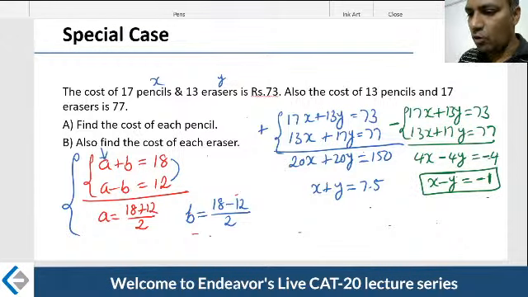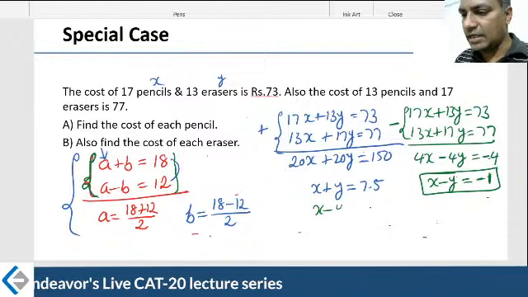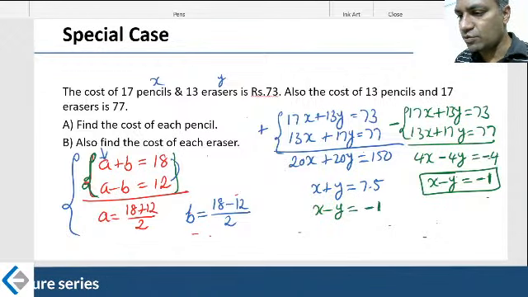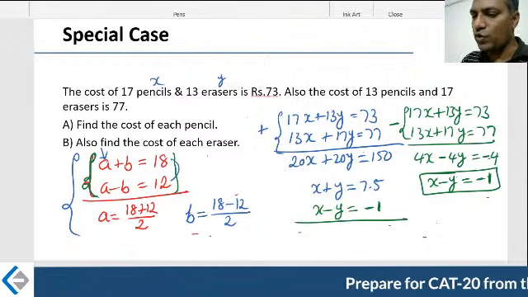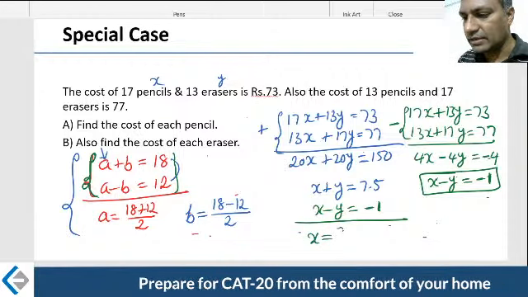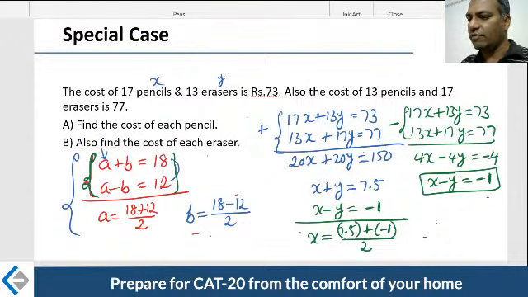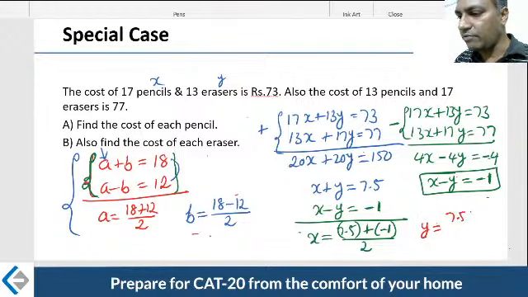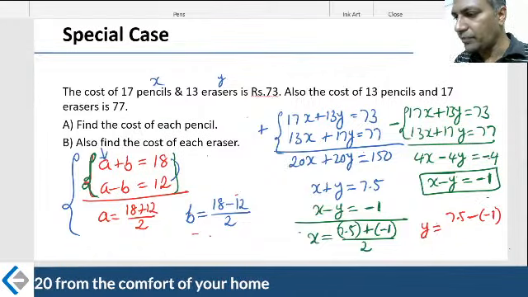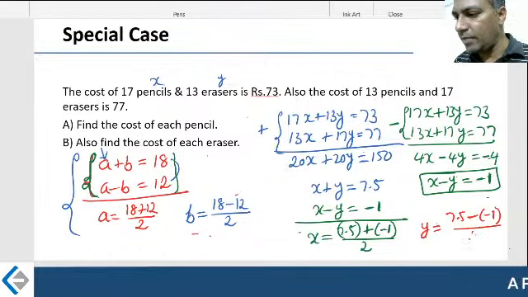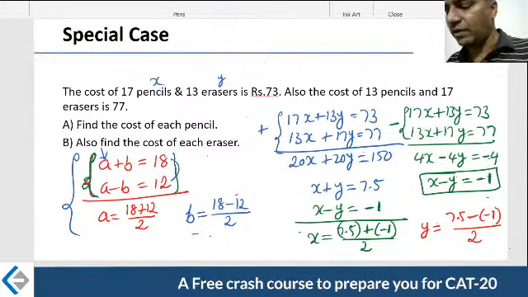So coming back to this, copy it down here. You are getting into this particular shape, what we discussed earlier. Therefore, you are saying that x minus y is equal to minus 1. How do I get the value of x from here? The value of x is 7.5 plus minus 1, divided by 2. That is the value of x. The value of y is nothing but 7.5 minus of minus 1, divided by 2. This is how you are getting the values of x and y.